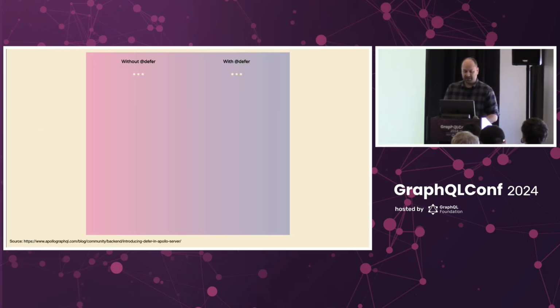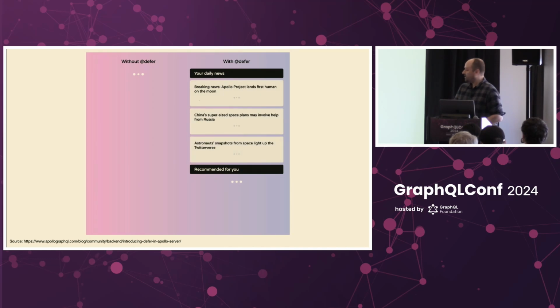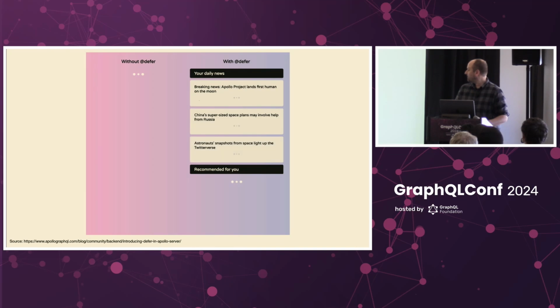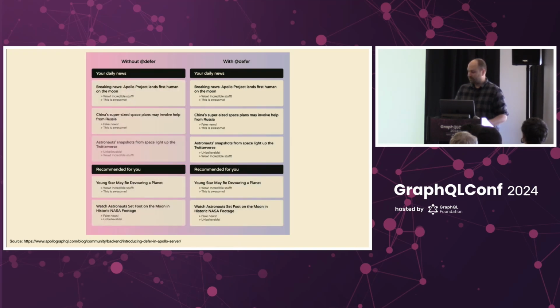So here's an example of what it looks like when you're using defer and stream. On the right, the deferred parts of the data are loaded in when they're ready. But on the left, you don't see any data until the entire query has loaded. So adding defer and stream, you'll now get multiple GraphQL payloads streamed to the client instead of one single payload. And the client can render results from the initial response while the rest of the data is still loading.